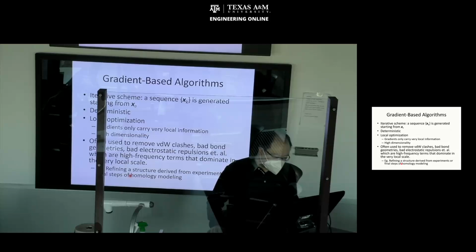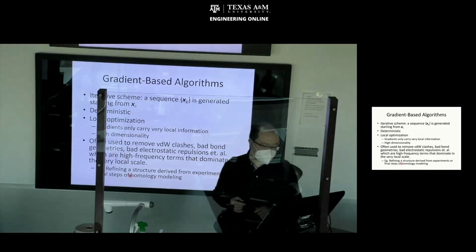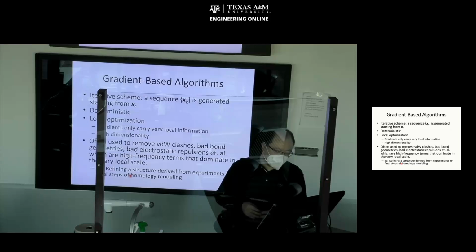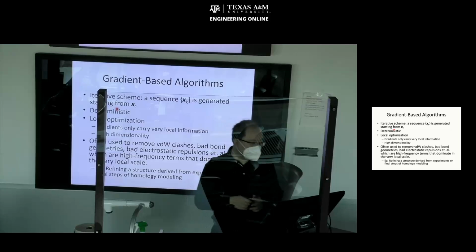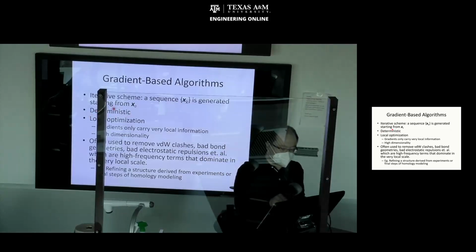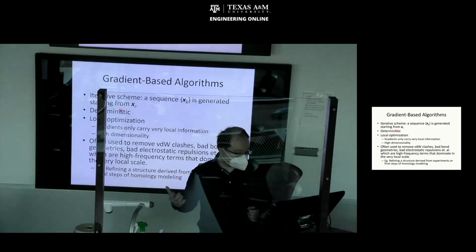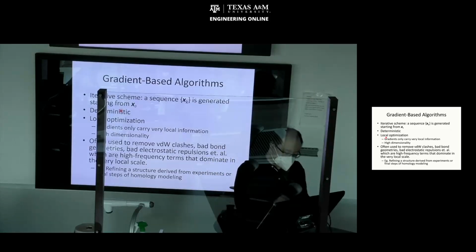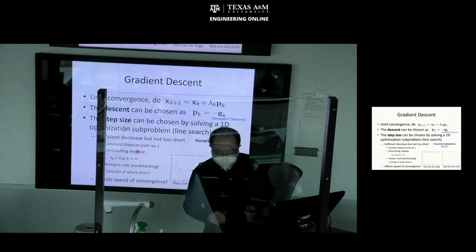So let's start with a setting of the gradient-based algorithm. Okay, again, it's iterative. We start with x sub 0, and then we generate the sequence x sub k, where k goes from 0 to infinity. X is bold-faced to indicate that it's a column vector. These algorithms are deterministic, meaning that no matter how you rerun this algorithm with the same starting point, you will always have the same sequence, okay? And we only care about the local optimization in this case, right, which can be useful to remove the clashes, right? So in this case, let's start with the simplest algorithm.